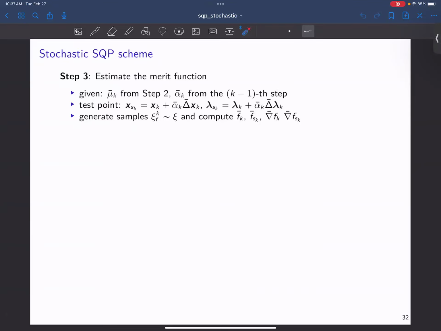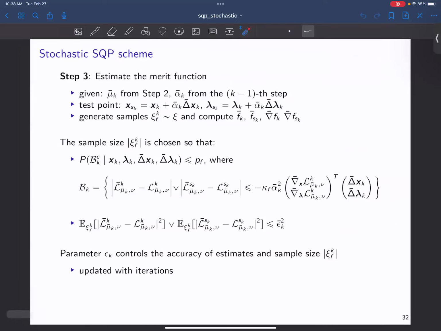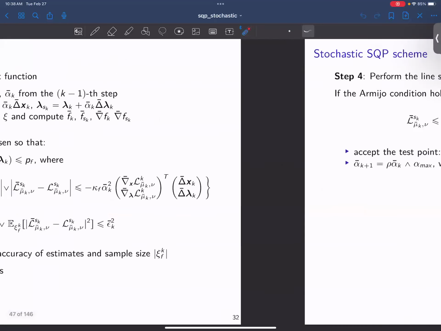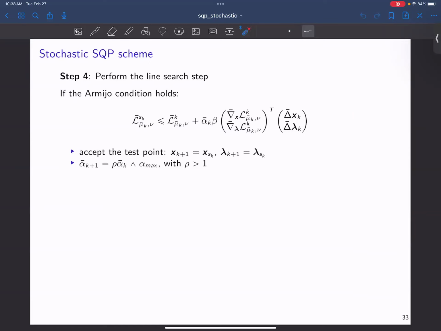Then the third step is, once we figure out the search direction, we need to figure out how much to move in that direction. Here we generate a new batch of samples that we use to estimate the objective value and the gradient of the objective, which allow us to estimate the merit function, the augmented Lagrangian. Again, we have an event that will hold with, let's say, 90% probability. This event is such that the augmented Lagrangian and its gradient are accurately estimated. So this event just tells you that the estimator of the merit function and its gradient are accurate enough. Once we have this, we can proceed with our Armijo condition.